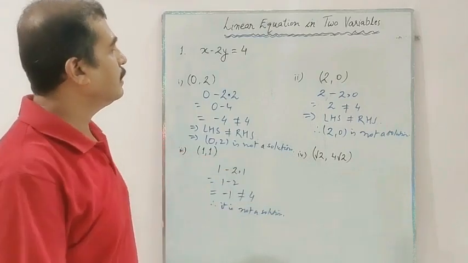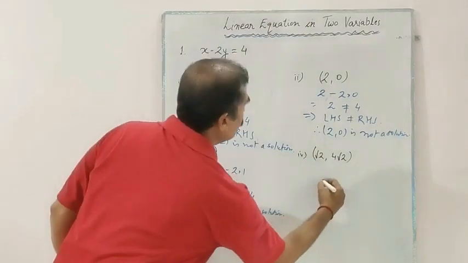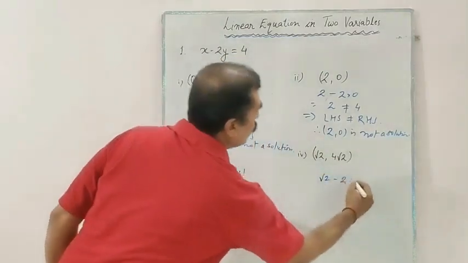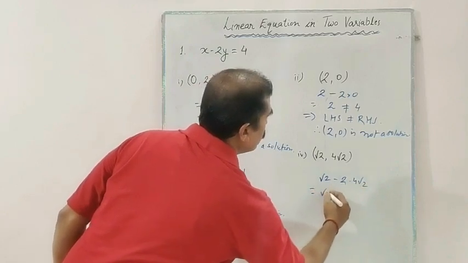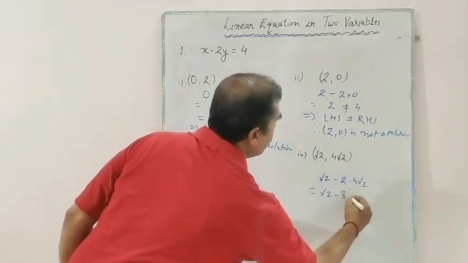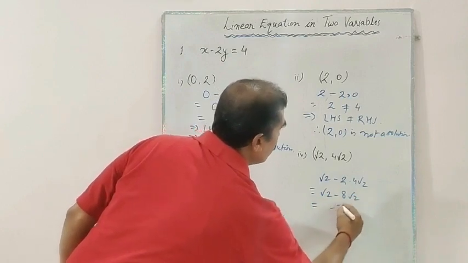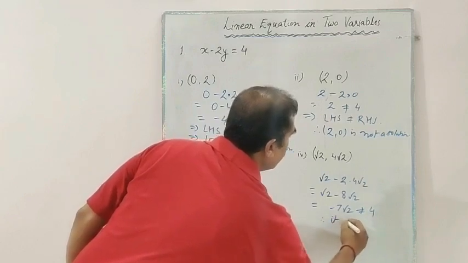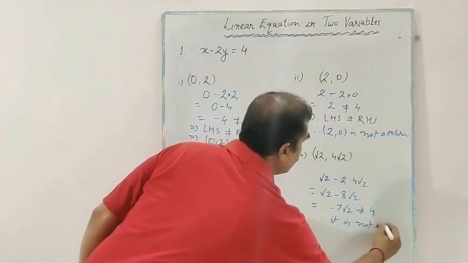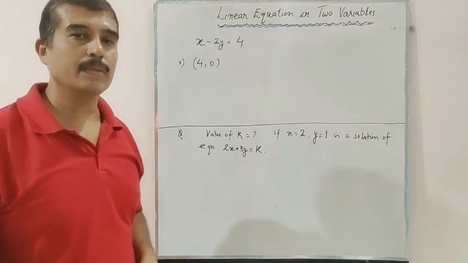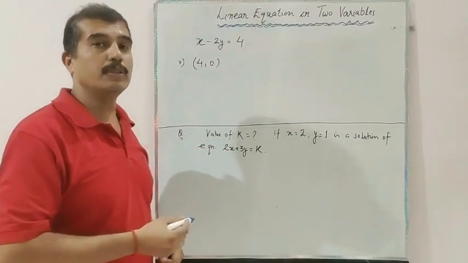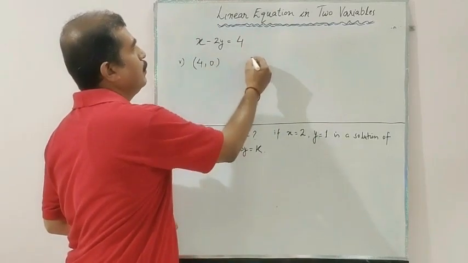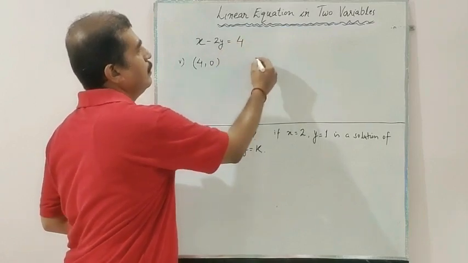Let us take it as root 2, value of x is root 2, root 2 minus 2 into 4 root 2, again it is equal to root 2 minus 8 root 2, it is equal to minus 7 root 2, which is not equal to 4, therefore it is also not a solution. Again we will check whether (4, 0) will be a solution of the given equation or not. We will again put the value of x as 4 and y as 0.